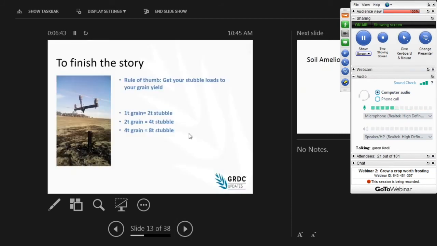So to finish, the frost team have developed a bit of a rule of thumb for growers, and that is you need to match your stubble load to your grain yield. So if you're, let's say, at Merredin and you're targeting 1.5 tonne per hectare, you only want to retain 1.5 tonne of stubble from the previous year. If you're in a 4 tonne environment, we believe that the bigger, bulkier crop can handle a higher stubble load. So in a higher yielding environment, reducing your stubble burden down to around that 4 tonne per hectare is adequate.